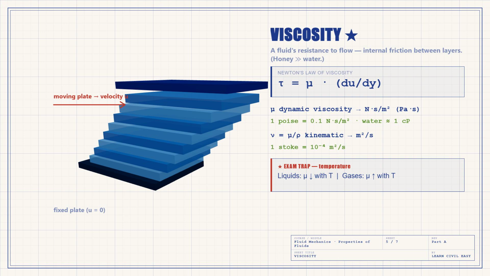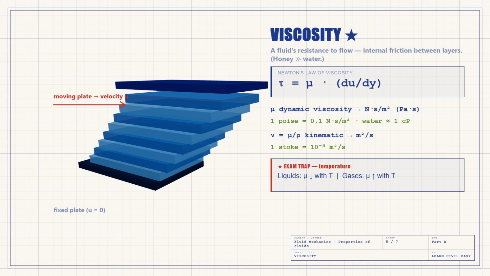Newton found that the shear stress is proportional to that gradient. Tau equals mu times du by dy. Mu is the dynamic viscosity, with units newton second per square meter, also called pascal second. 1 poise equals 0.1 of that, and water is about 1 centipoise. Divide mu by density and you get kinematic viscosity nu, with units meter squared per second.